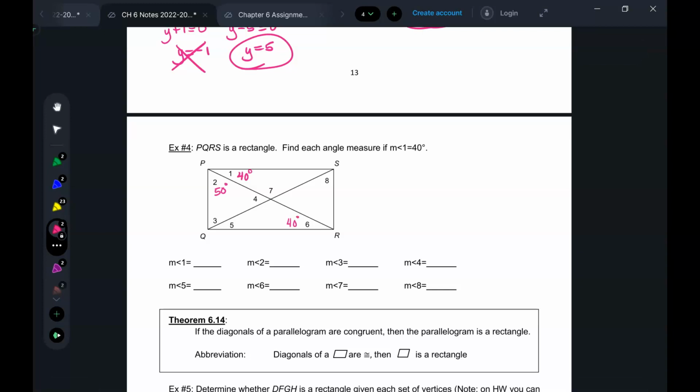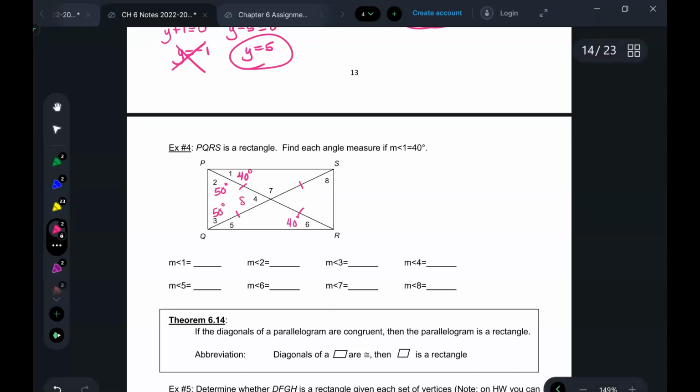What do we know about all the segments that make up the diagonals? They're all equal. So what do we know about the base angles in an isosceles triangle? They're the same. If we're looking at this triangle, you see how these two sides are congruent? What would the base angles be? So 3 is 50. 2 and 3 have to be the same. We kind of have to look at it sideways. So then 4 is 80.